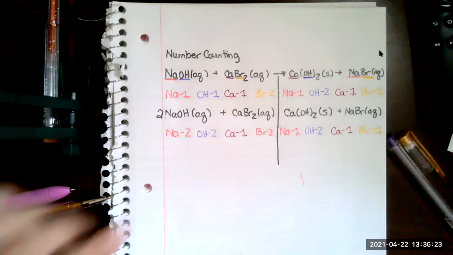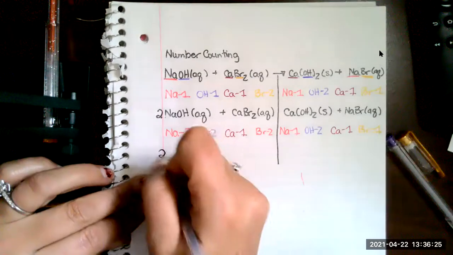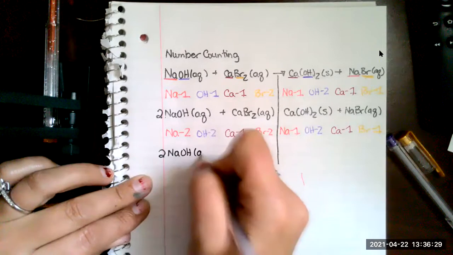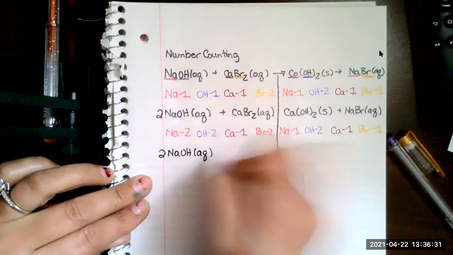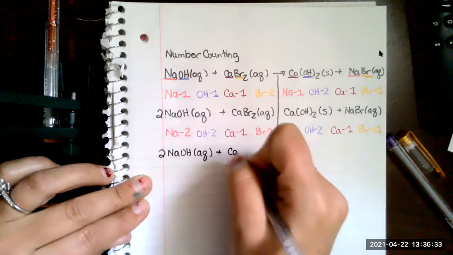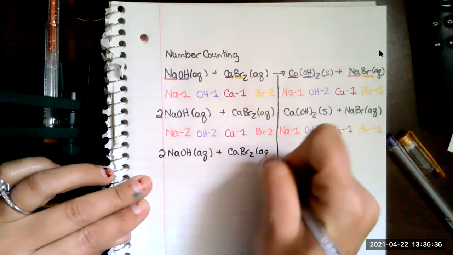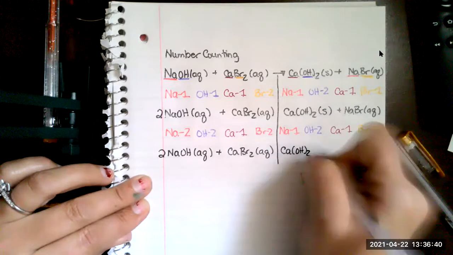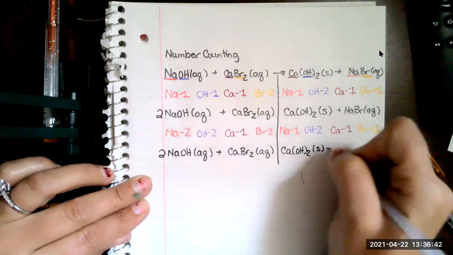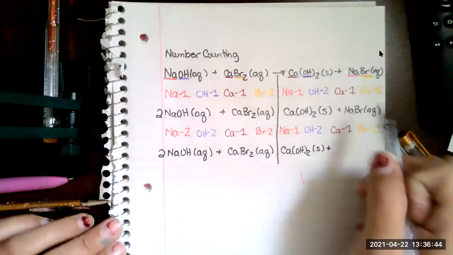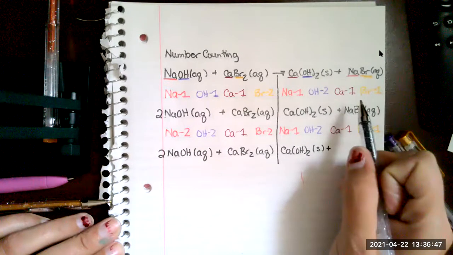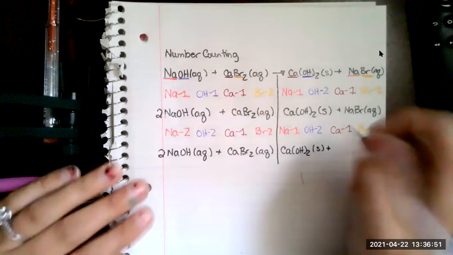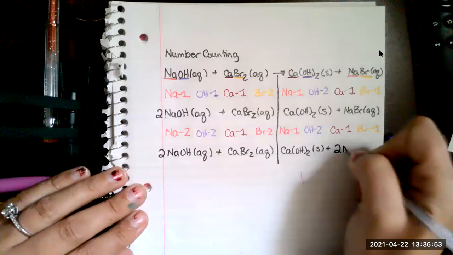So we have 2 NaOH aqueous plus CaBr2 aqueous forms Ca(OH)2 solid plus, well, now I need 2 sodiums and 2 bromines. I have 1 right now, so I have to add a coefficient out front of 2 in order to distribute the 2 and get 2 of each of them.